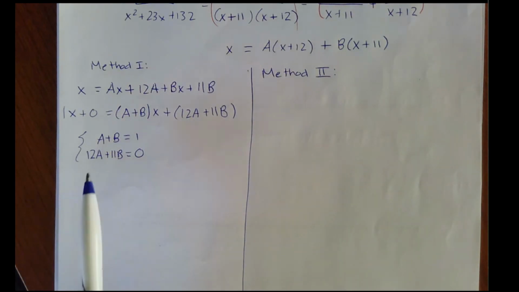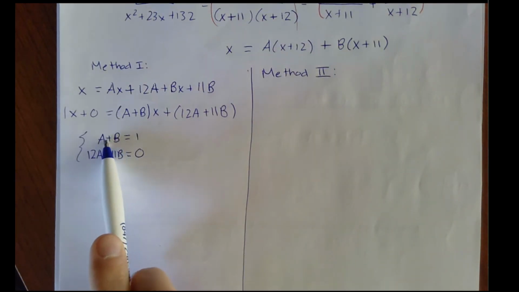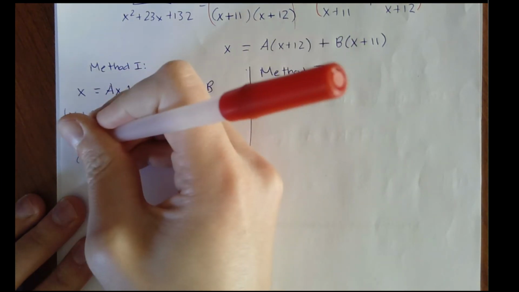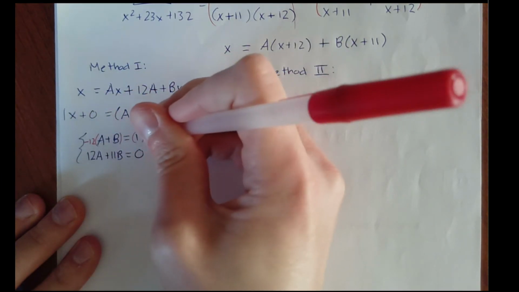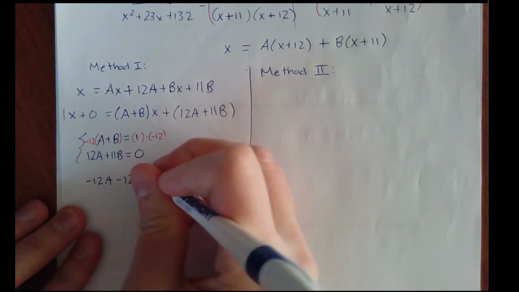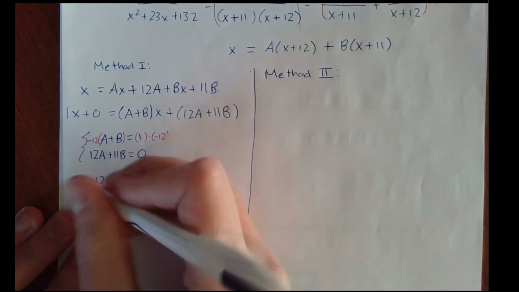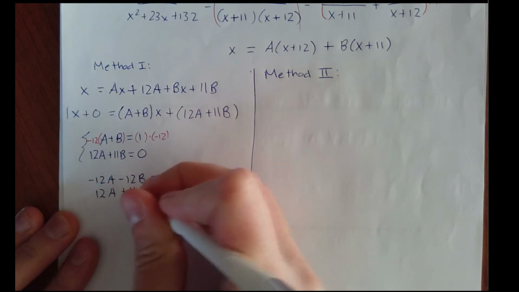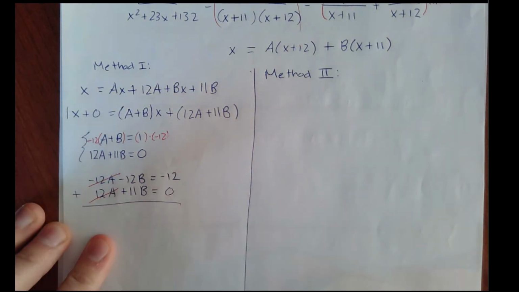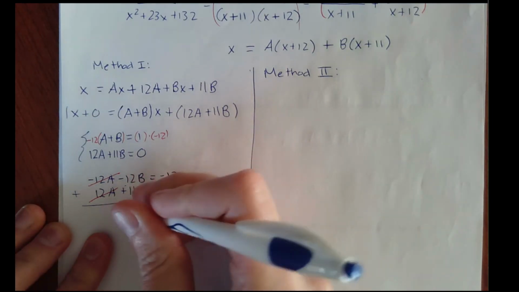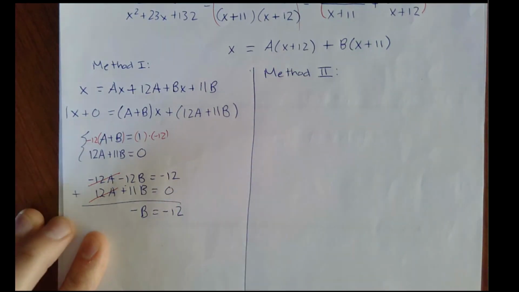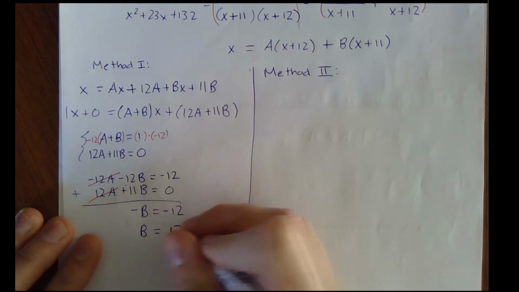Now you could solve this using substitution or elimination. If you wanted to, you could solve the first equation for a or b and then substitute that into the other equation. What I'm going to do is multiply the first equation by negative 12 on the left side and on the right side. So now I would get negative 12a minus 12b equals negative 12. Then I'm going to add this to the second equation, 12a plus 11b equals 0, so that I can eliminate a. Negative 12a plus 12a cancels. Negative 12b plus 11b would be negative 1b equals negative 12 plus 0, which is negative 12. So we get b equals 12.